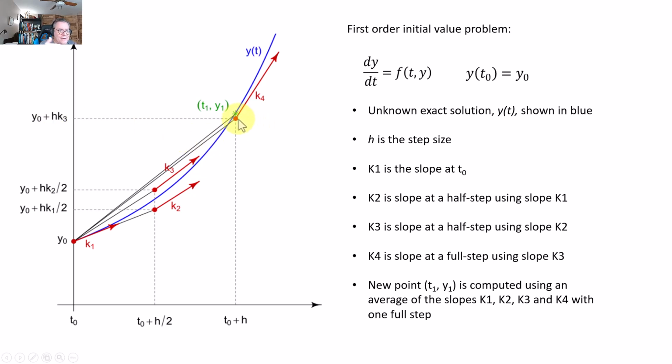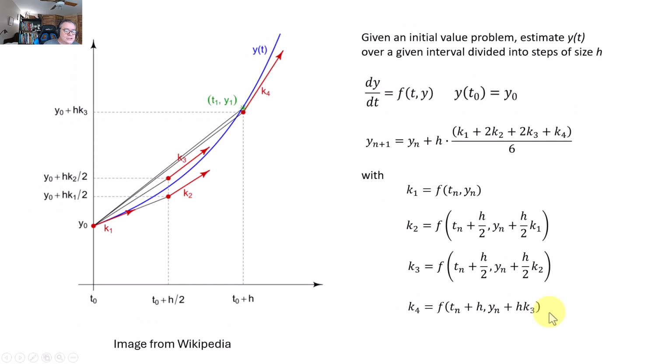And then once we have k4, now we go back to the beginning and we use an average of all of those slopes, k1, k2, k3, and k4, and we get that new point t1, y1 that's computed using an average of the slopes k1, k2, k3, and k4, and this time with a full step. So here that's written a little more formulaic, a little more precise in terms of the notation. So once again, I'm given an initial value problem.